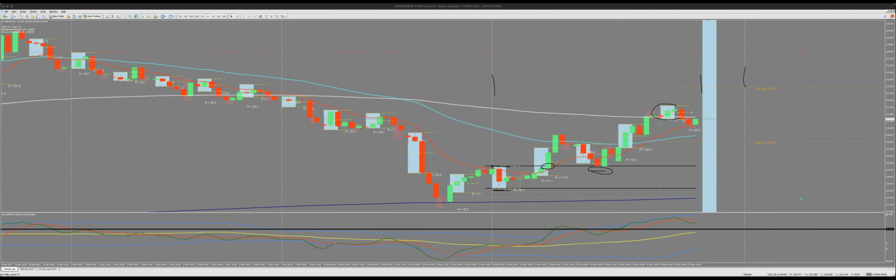So I was anticipating it on this area. Before the dealer moves, they will trap. Here's your trap zone here. Right, this is H4. Remember, drop to H1 for you to see that level.